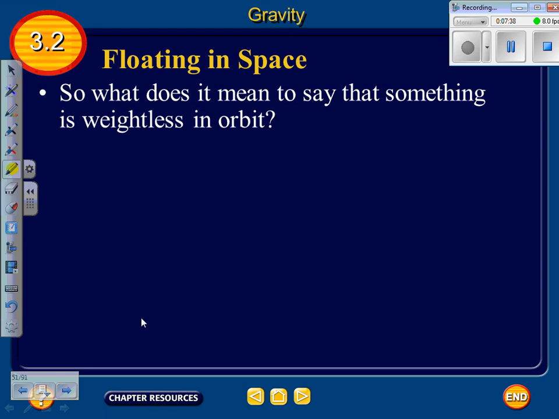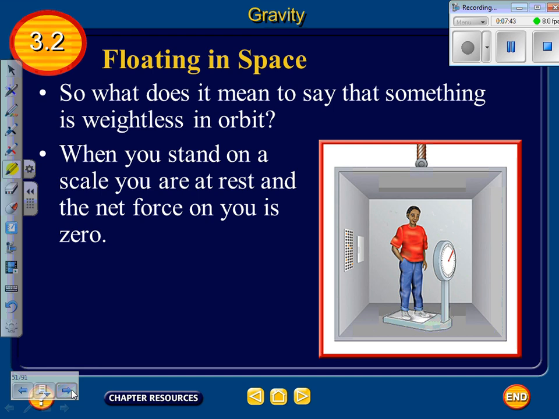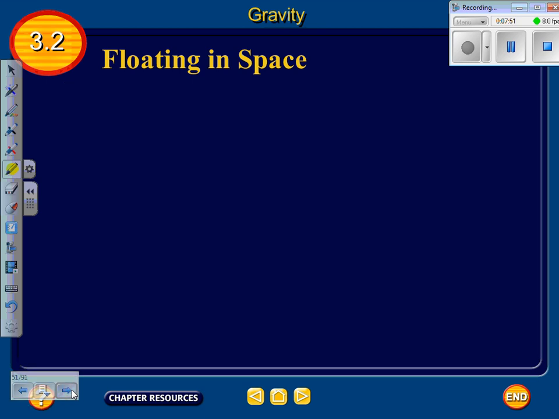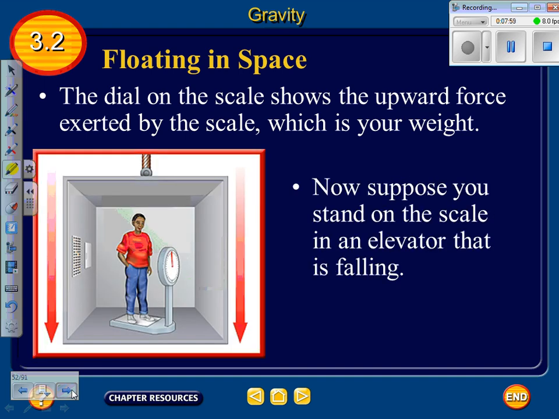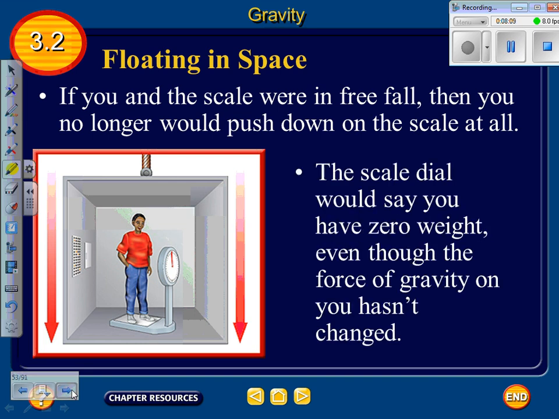So what does it mean to say that something is weightless in orbit? When you stand on a scale, you're at rest and the net force on you is 0. The scale supports you and balances your weight by exerting an upward force. The dial on the scale shows the upward force exerted by the scale, which is your weight. Now, suppose you stand on a scale in an elevator that is falling. If you and the scale were in free fall, then you no longer would push down on the scale at all. The scale dial would say you have 0 weight, even though the force of gravity on you hasn't changed.